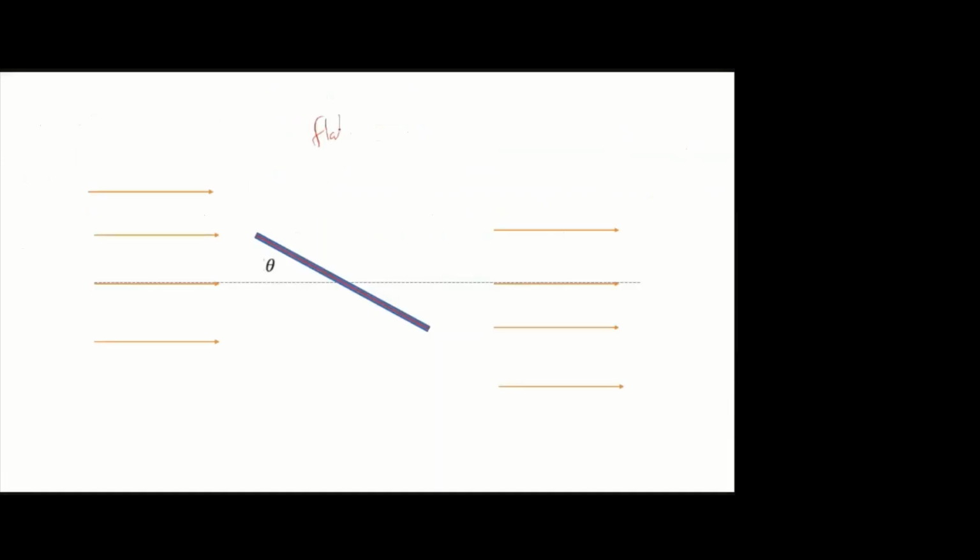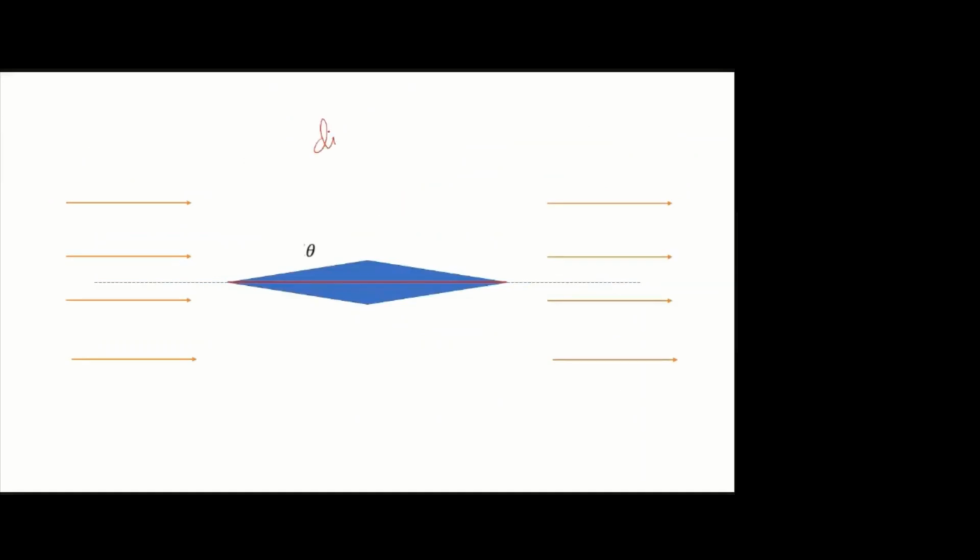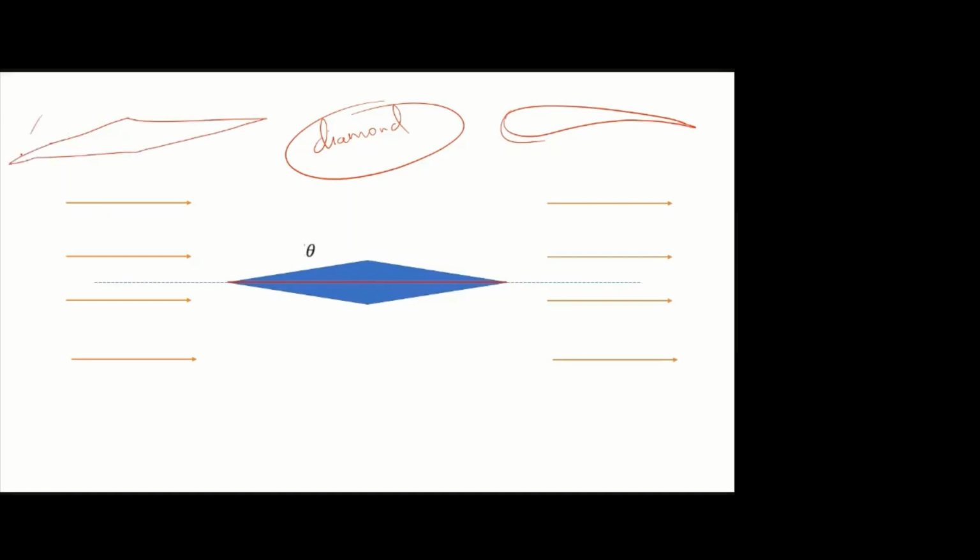As I have taken the flat plate. Next, I have taken the diamond aerofoil. So in the supersonic aircraft, we won't use that blunt nose aerofoil. We will use these diamond shaped aerofoils so that it will produce the weak oblique shock wave. If you use the blunt one, it will produce the strong bow shock, then drag will be more.